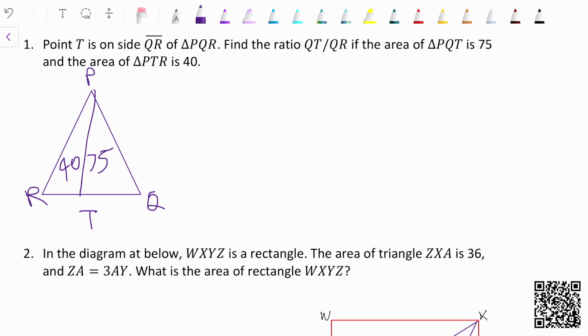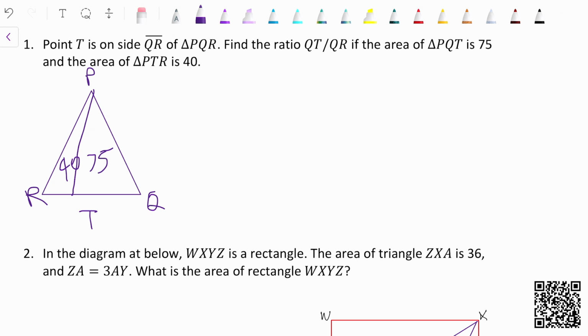This means that since it is not asking us the ratio of QT to TR, we can find out the area of the entire thing, aka QR times the height that triangle PQT and triangle PQR share. And then we can find out what the difference is. Basically, since they share the same height, that means that they have different bases, and then we can compare the two different bases.